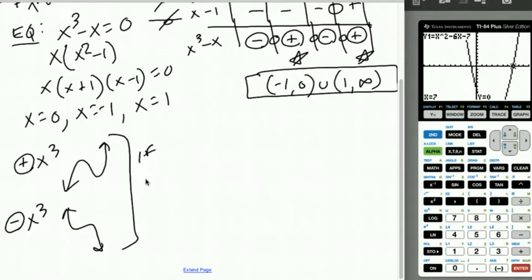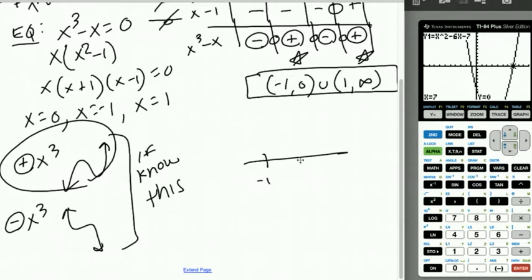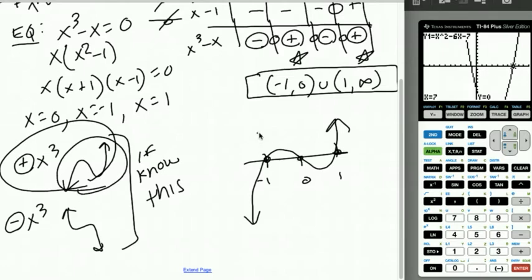So if you know this, the other way to do it is to recognize that you have a positive x cubed here and that the zeros are at -1, 0, and 1. So your graph has to look like this, right? So since you know it's this kind of x cubed, you're going to get the same two answers. You're going to get this window and this window, which is what we got there. All right.